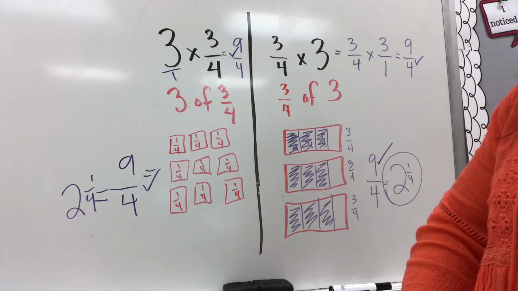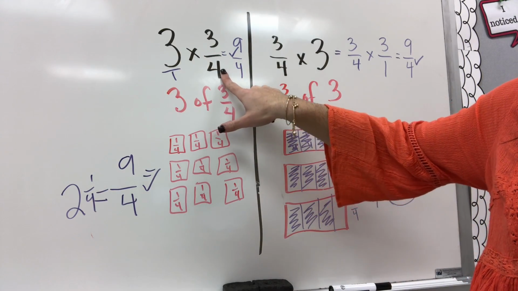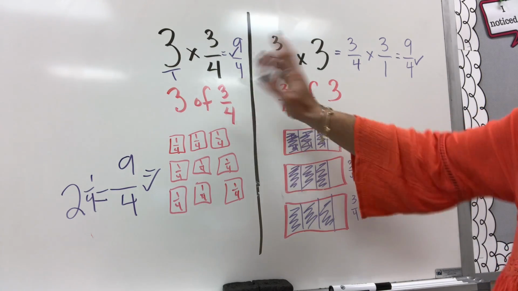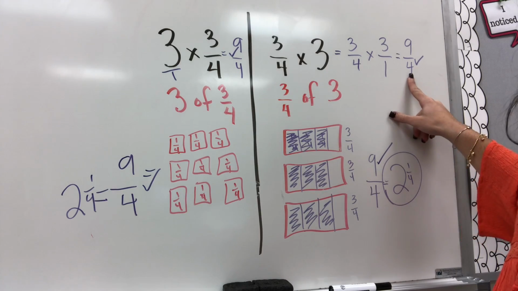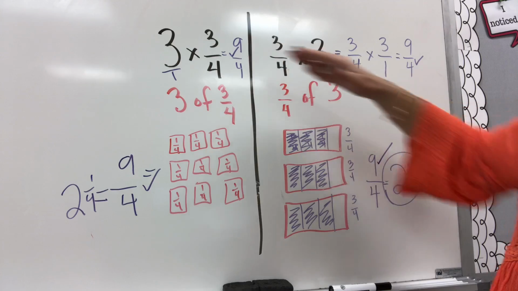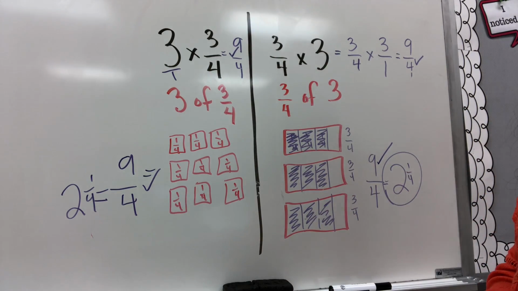So that is the difference in the models depending on the order of your factors. That changes what your model looks like. As far as what your product is, which is your answer to your multiplication problem, that does not change. So when performing the standard algorithm, just multiplying across, that's going to be the same regardless of the order, but when you come to the model, then it becomes different.